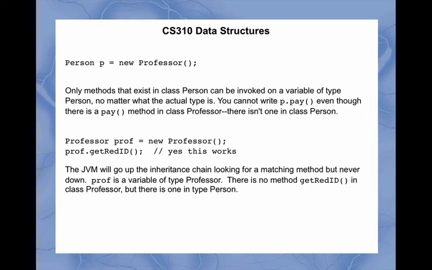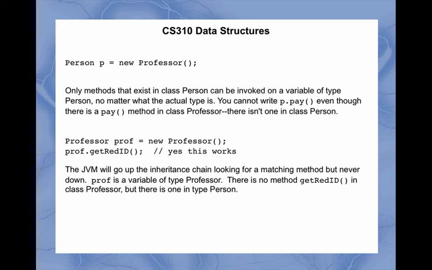So we can say Person p = new Professor, but if we do this, it means that only methods that exist in class Person can be invoked on p, no matter what the actual type is. We can't possibly do p.pay, even though there is a pay method in class Professor, because there isn't one in class Person.